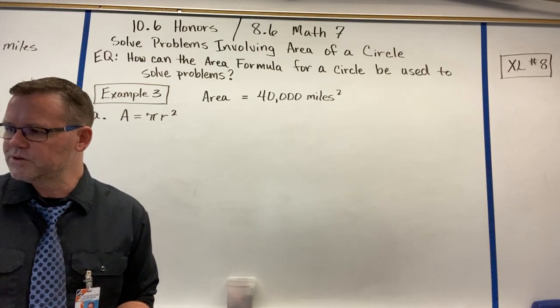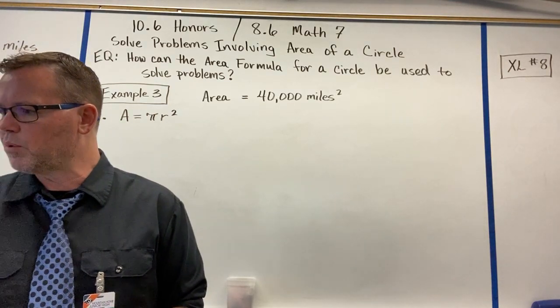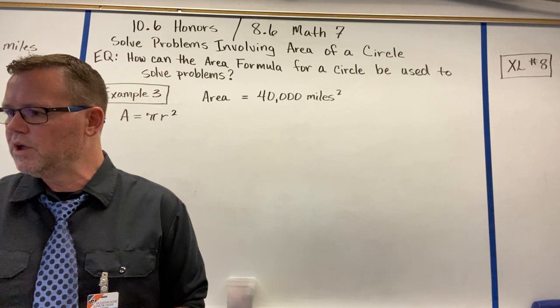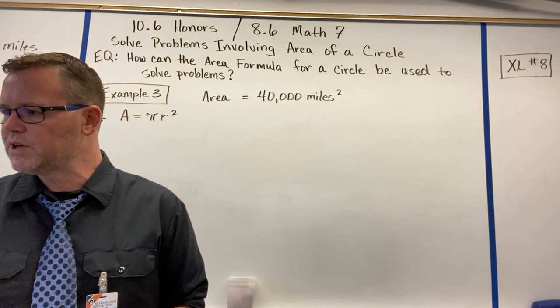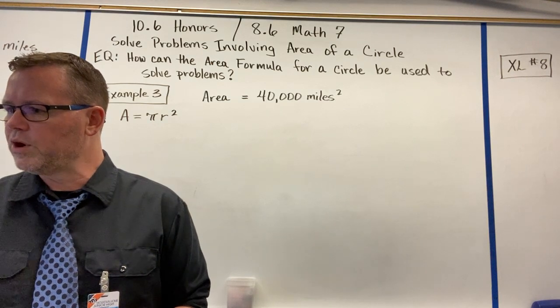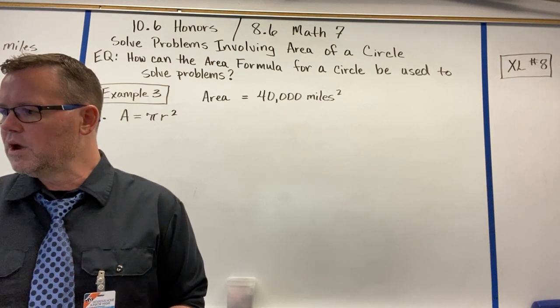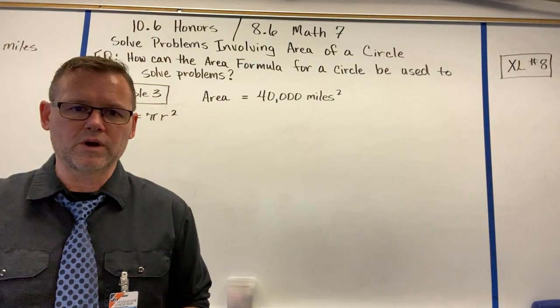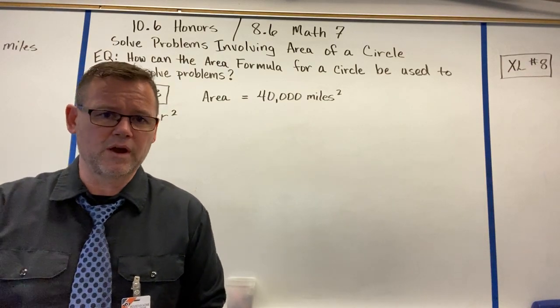So what it says is, how far away can a person live from a radio station and hear its broadcast if the signal covers a circular area of 40,000 square miles? Write an answer as a whole number. So we got to remember that whole number there, okay?